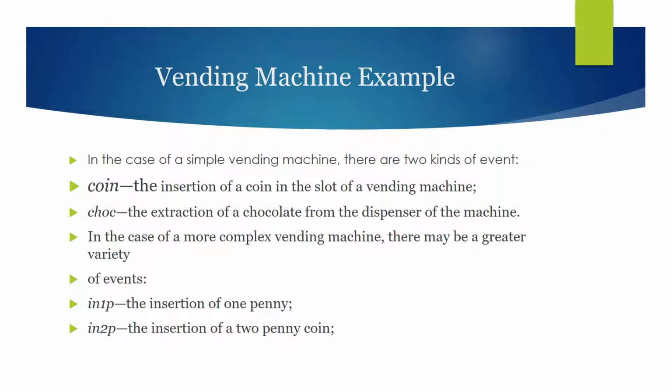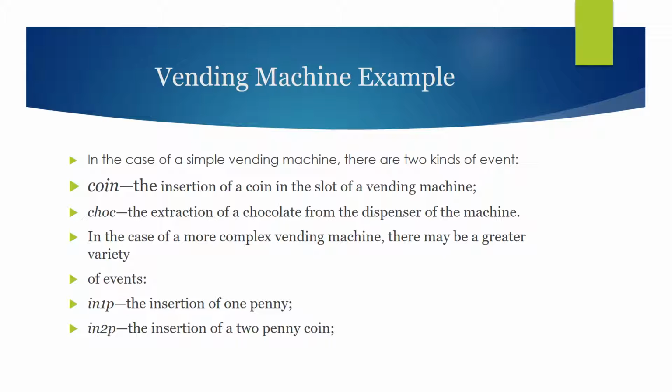We can denote that by a simple example of a vending machine and how it works. In the case of a vending machine, there are two kinds of events: coin, the insertion of a coin in the slot of a vending machine, and chocolate, the extraction of chocolate from the dispenser of the machine. In the case of a more complex vending machine, there may be a greater variety of events.